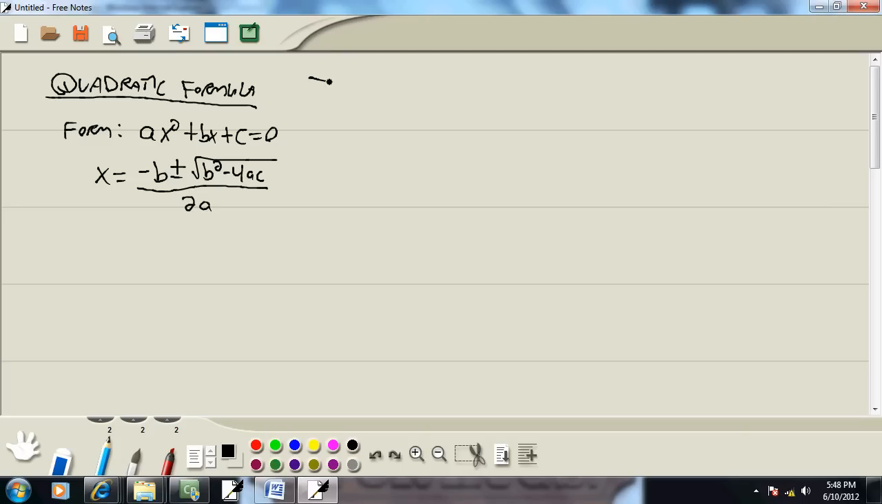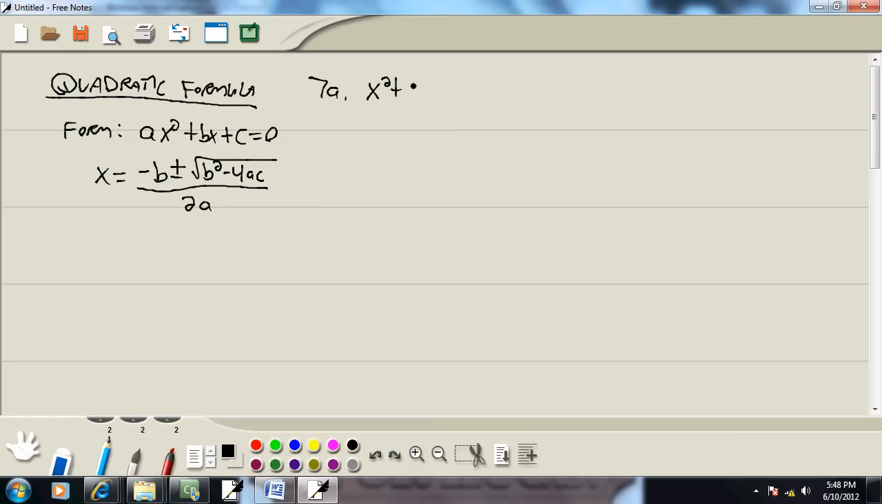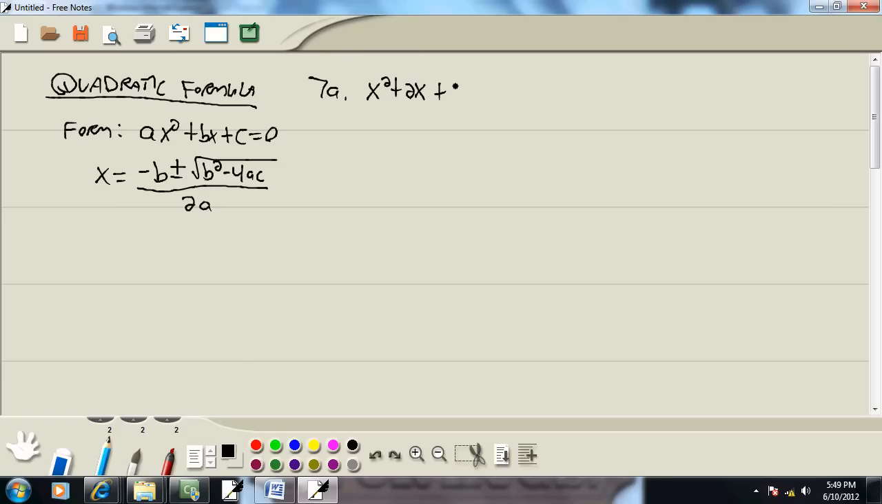So let's look at some examples. Let's see, x squared plus 2x plus 5 equals 0. Well, we got 0 on the right side, so that's the first thing. Let's identify a, b, and c. A is the number before the x squared, which is 1. B is the number before the x, which is 2. And c is our number at the end, which is 5.